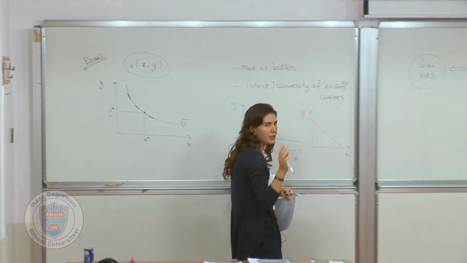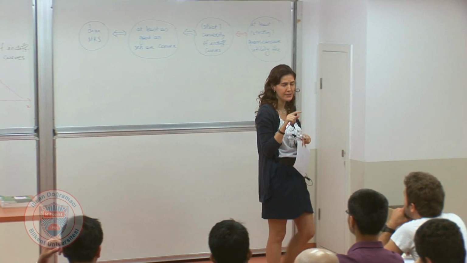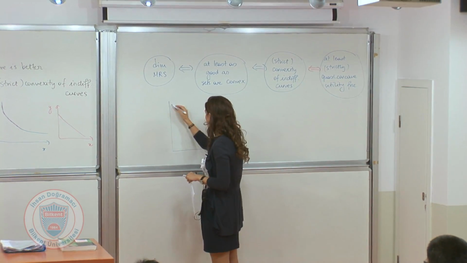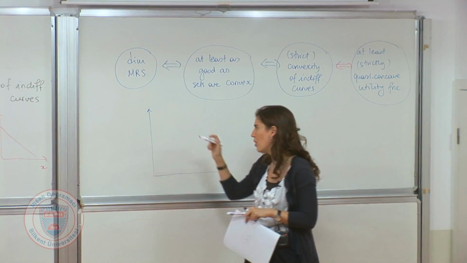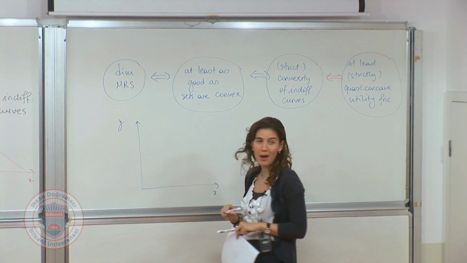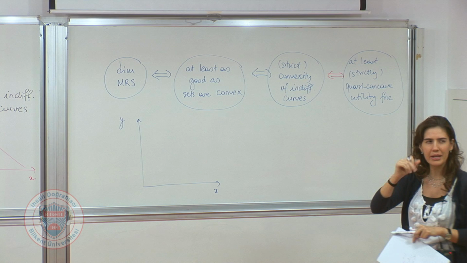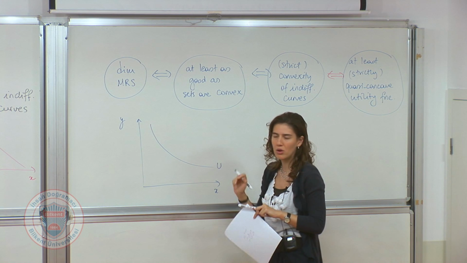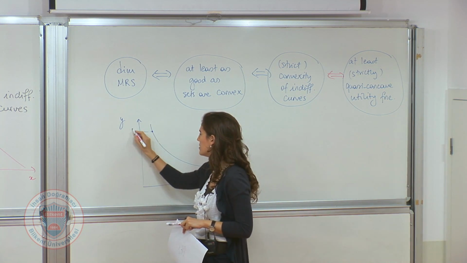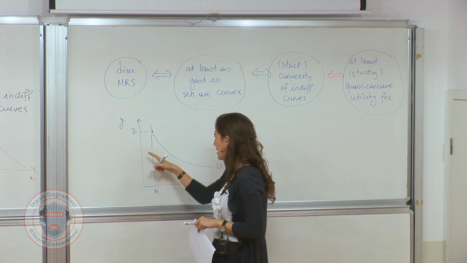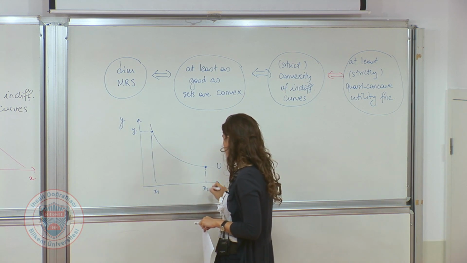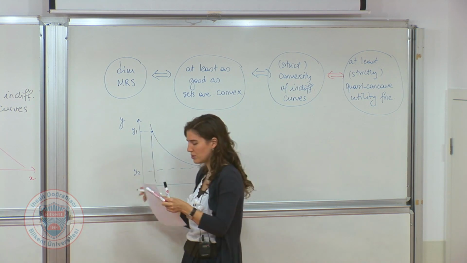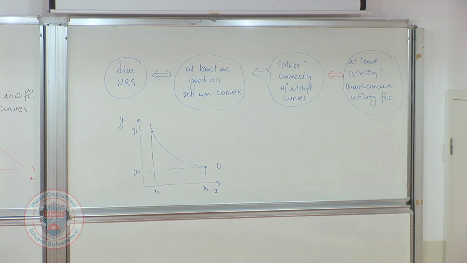And this was the end of last class. Remember, we tried to give another explanation, which is also something that you can tell your grandma. So what do we mean by strict convexity of indifference curves? It basically means this. Suppose we have U, and suppose we have x1, y1, and suppose we have x2, y2. So this was actually the example, okay?